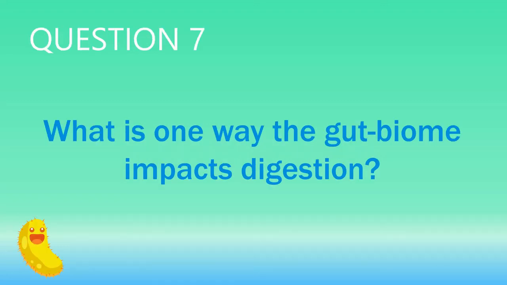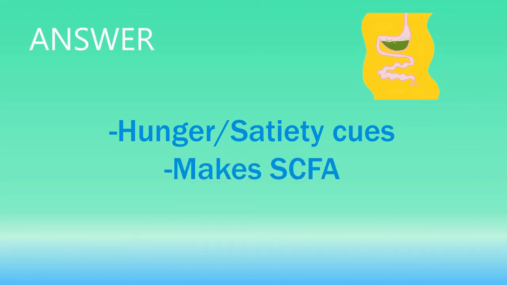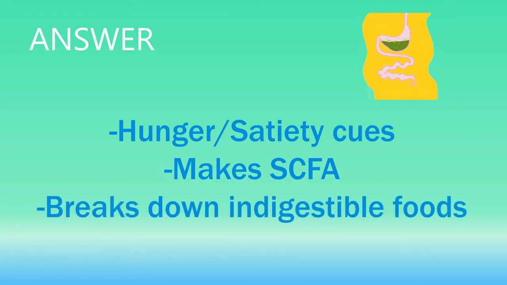Okay, question 7. What is one way the gut biome impacts digestion? So there's a couple possible answers here. The gut informs the brain when we're full or still hungry. Bacteria break down carbs and make short-chain fatty acids, which stimulate hormones. And then my favorite, the gut biome breaks down food particles that are otherwise indigestible, giving us access to even more nutrients than before.